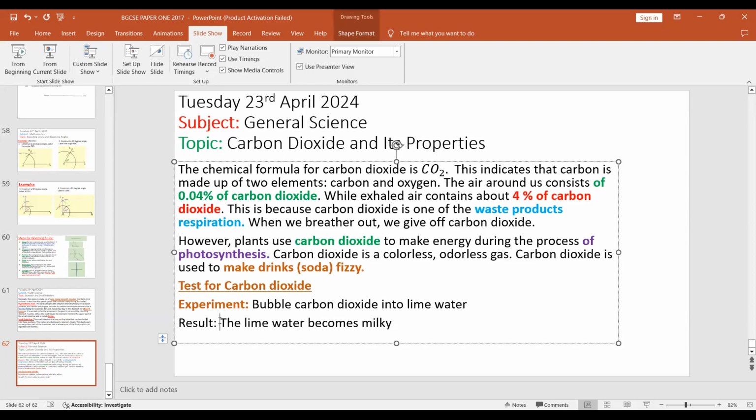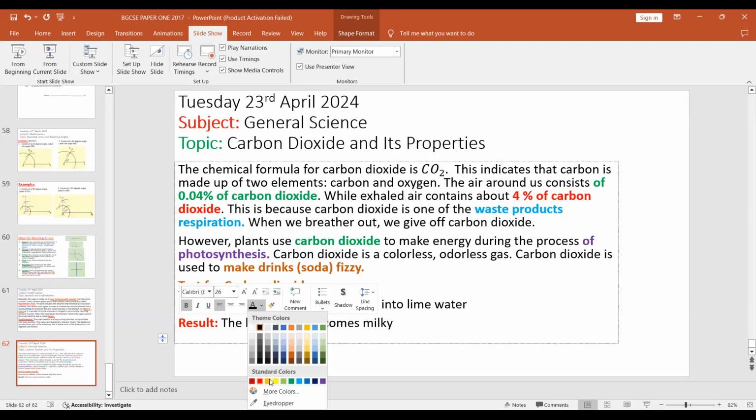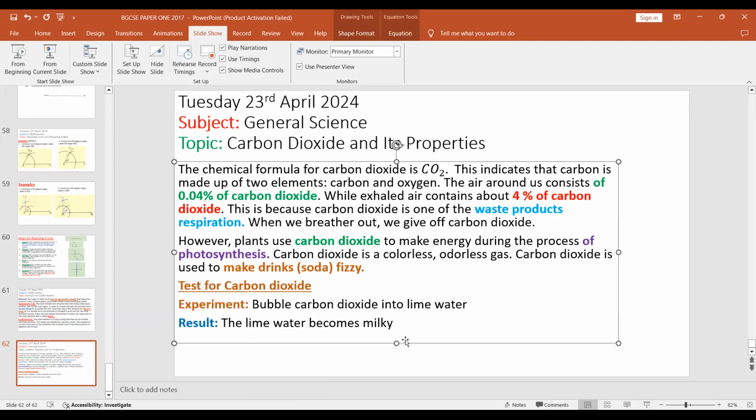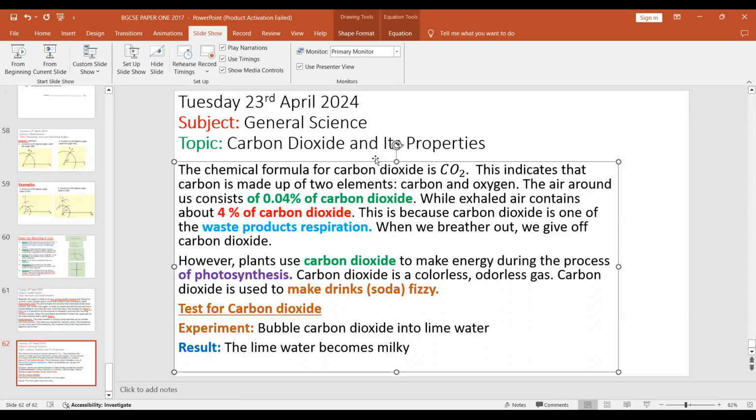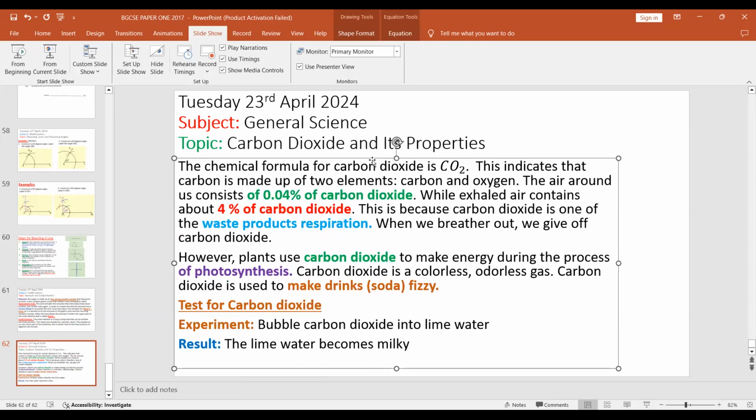So the experiment is that you're going to bubble carbon dioxide through lime water, and it's going to turn the lime water milky or cloudy. That's the experiment and the result. So carbon dioxide turns lime water milky, right? And that's one thing you need to know for your exam.